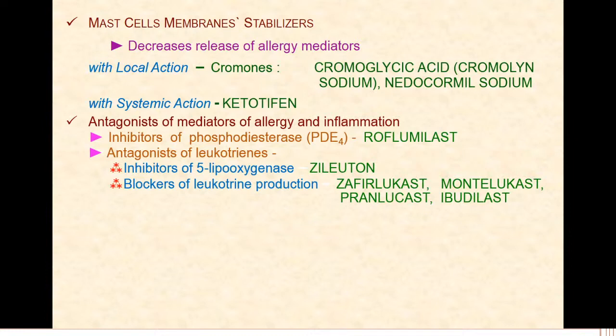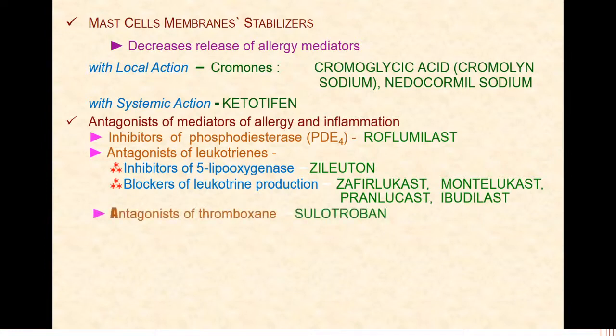You see that we distinguish an inhibitor of the enzyme lipoxygenase, zileuton. But more often we use antagonists of receptors, blockers of leukotriene receptors: zafirlukast, montelukast, pranlukast, ibudilast.